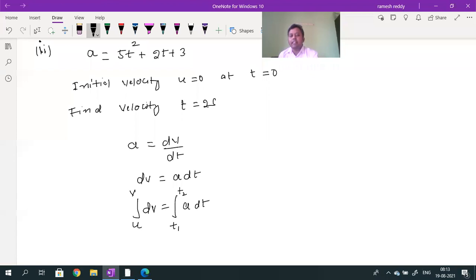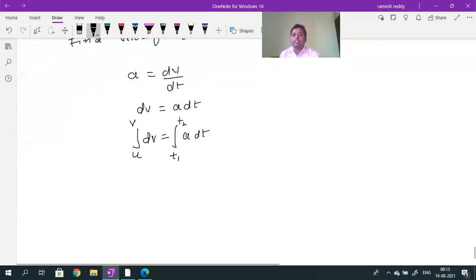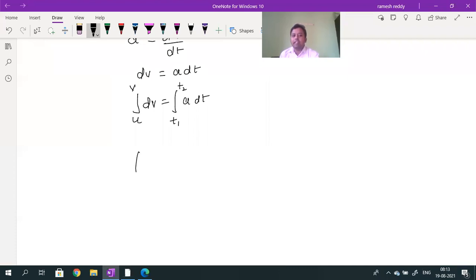So here I have written integration with respect to velocity. Velocity starting from u to v, time from t1 to t2. So I can write integration of dv, limits from u to v. Here integration of a into dt, t1 value 0, t2 value 2 seconds, they have given. Initial time 0, final time 2 seconds. Initial velocity 0, final velocity v.